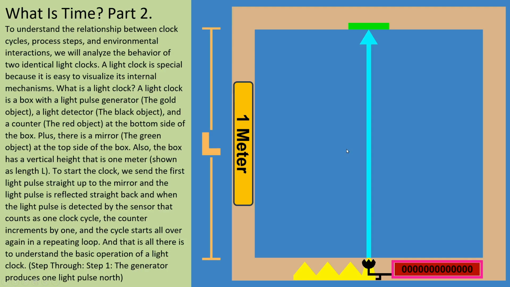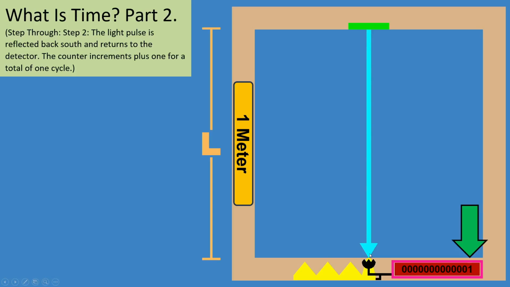And now we will step through the basic operation of a light clock. To start, the generator sends a light pulse straight up to the mirror. It's reflected straight back down to the detector. A signal goes to the counter to increment by 1. A signal also goes back to the generator to start the process again.